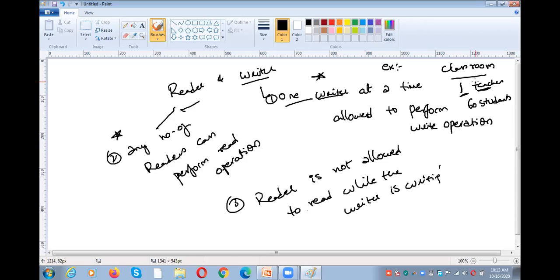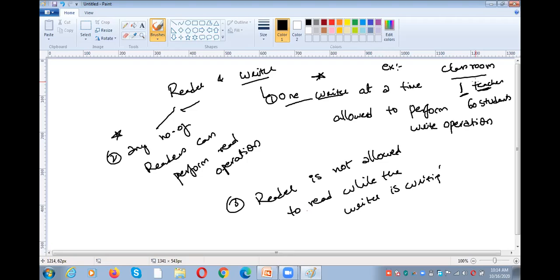Any number of readers, even 1 lakh readers, can read the information at the same time, but only one writer is allowed to write the information at the same time. The best example is an operating system class: only the faculty who teaches operating system is allowed to enter the classroom, and he or she alone writes on the blackboard. While he is writing, no other faculty is allowed to enter the classroom or write on the blackboard. So only one writer at a time.